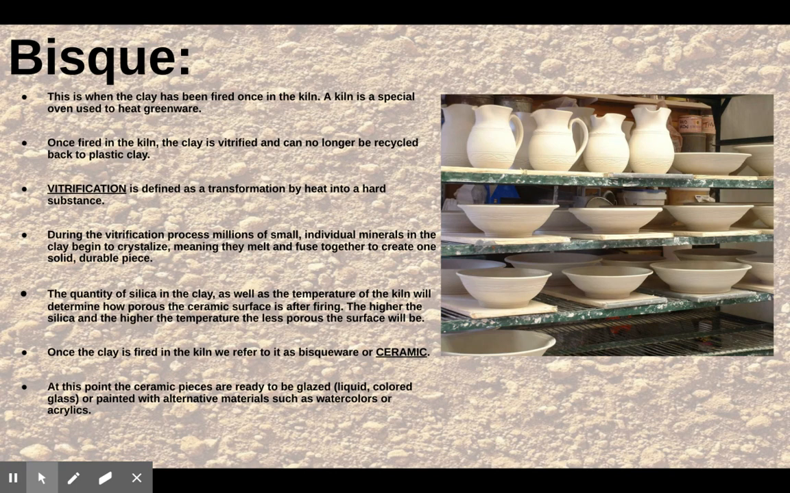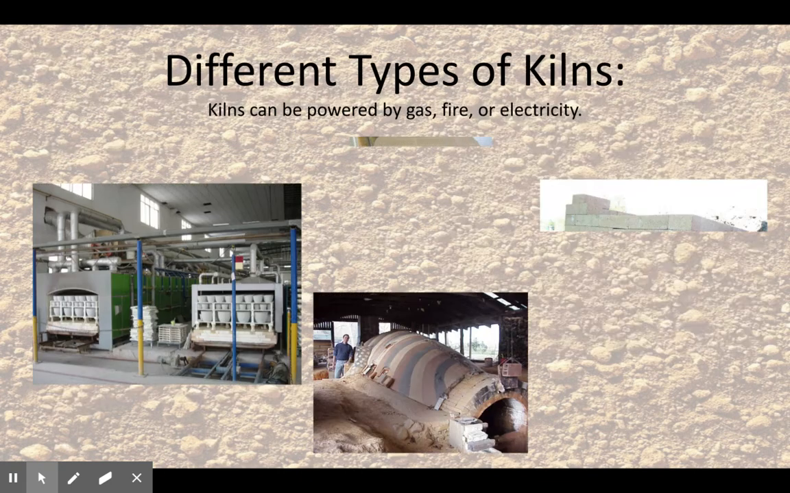The quantity of silica in the clay, as well as the temperature of the kiln, will determine how porous the surface of the clay is. And we'll talk about that more when you actually see your pieces come out of the kiln. Clay that comes out of the kiln is referred to as bisque or bisqueware, or the more popular name you'll hear me say is ceramic. At this point, your ceramic pieces are ready to be glazed or painted.